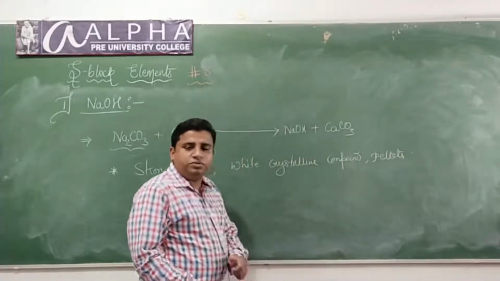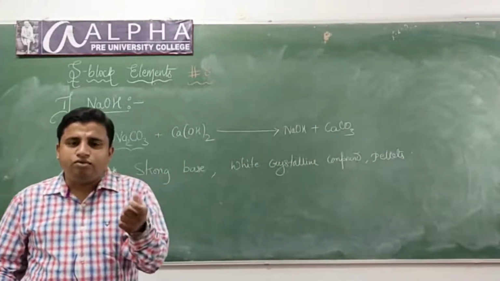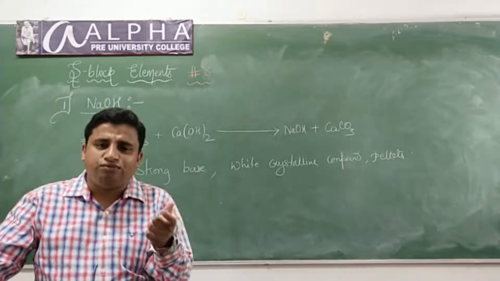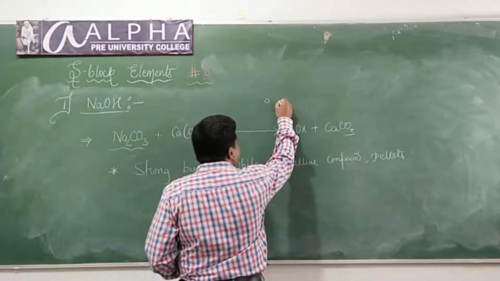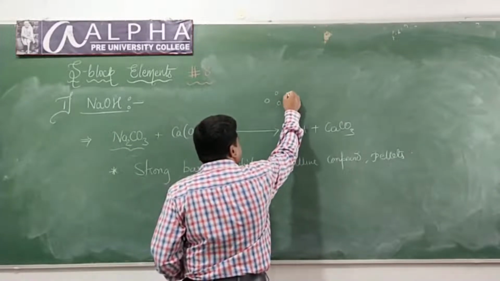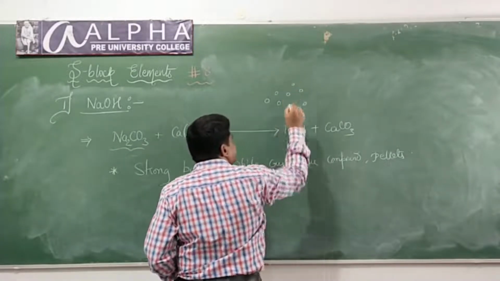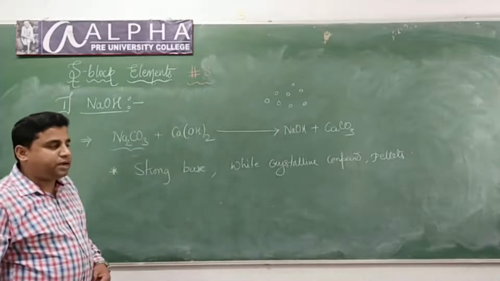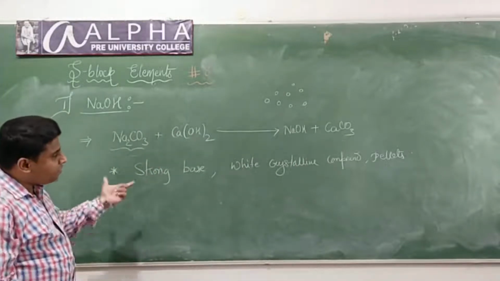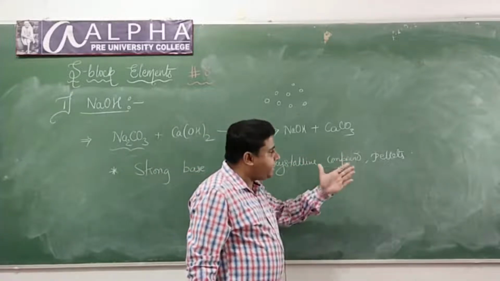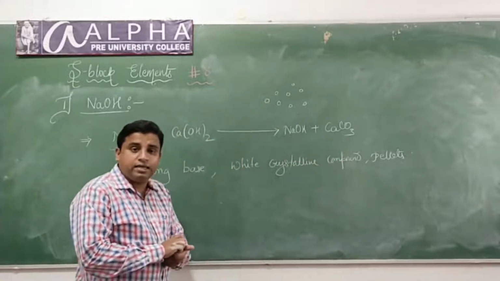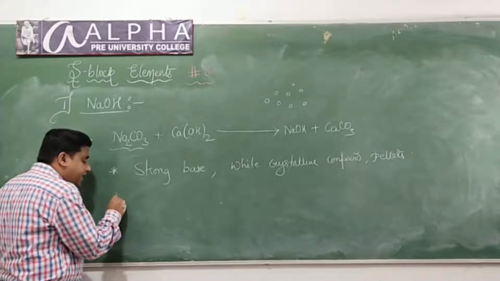Have you observed camphor pellets? Yes, so it will be in the form of pellets like camphor pellets. It's a strong base. It is a white crystalline compound, and it forms in the form of what? Pellets. Okay, it is deliquescent in nature.